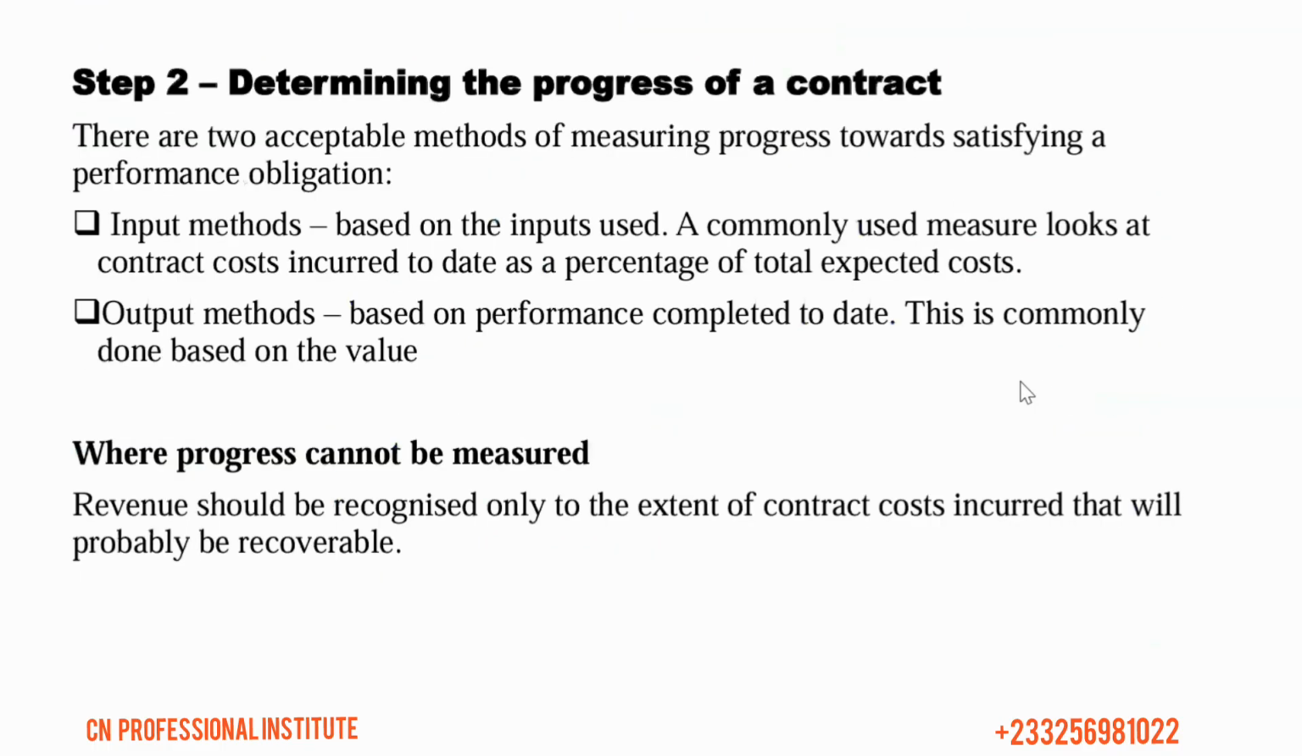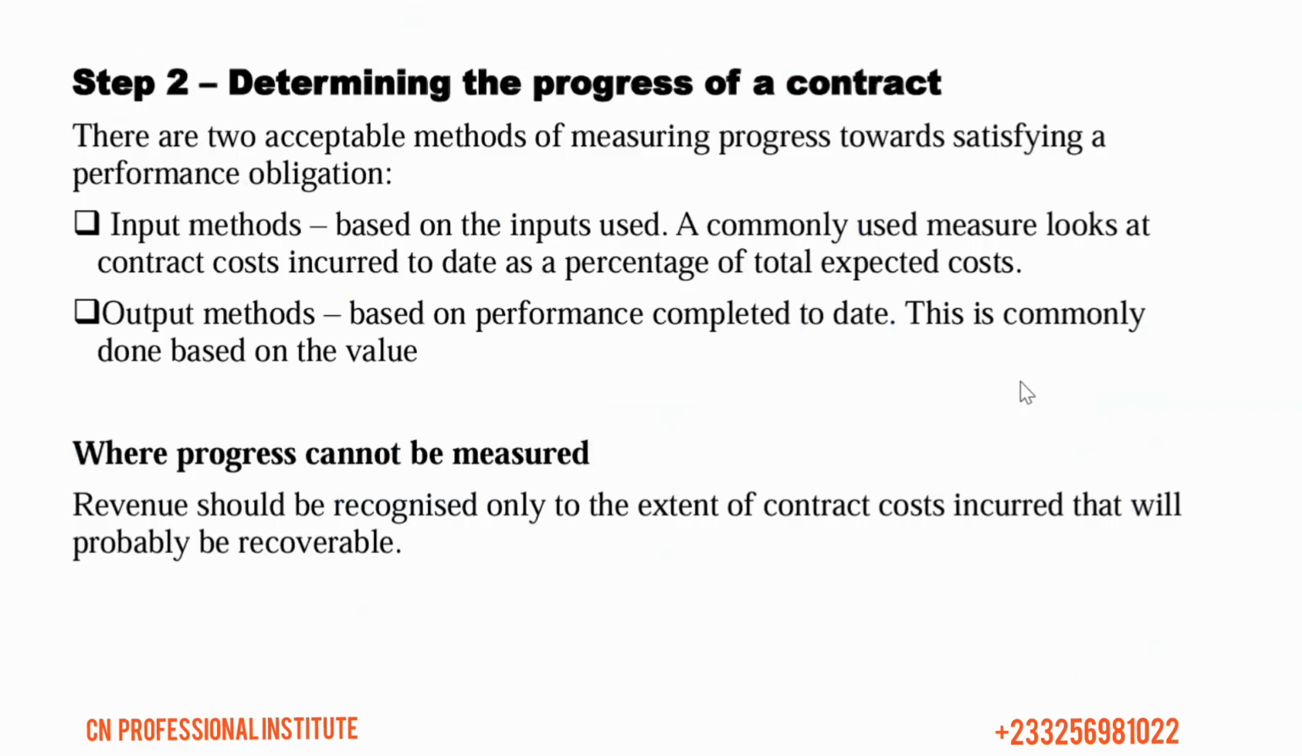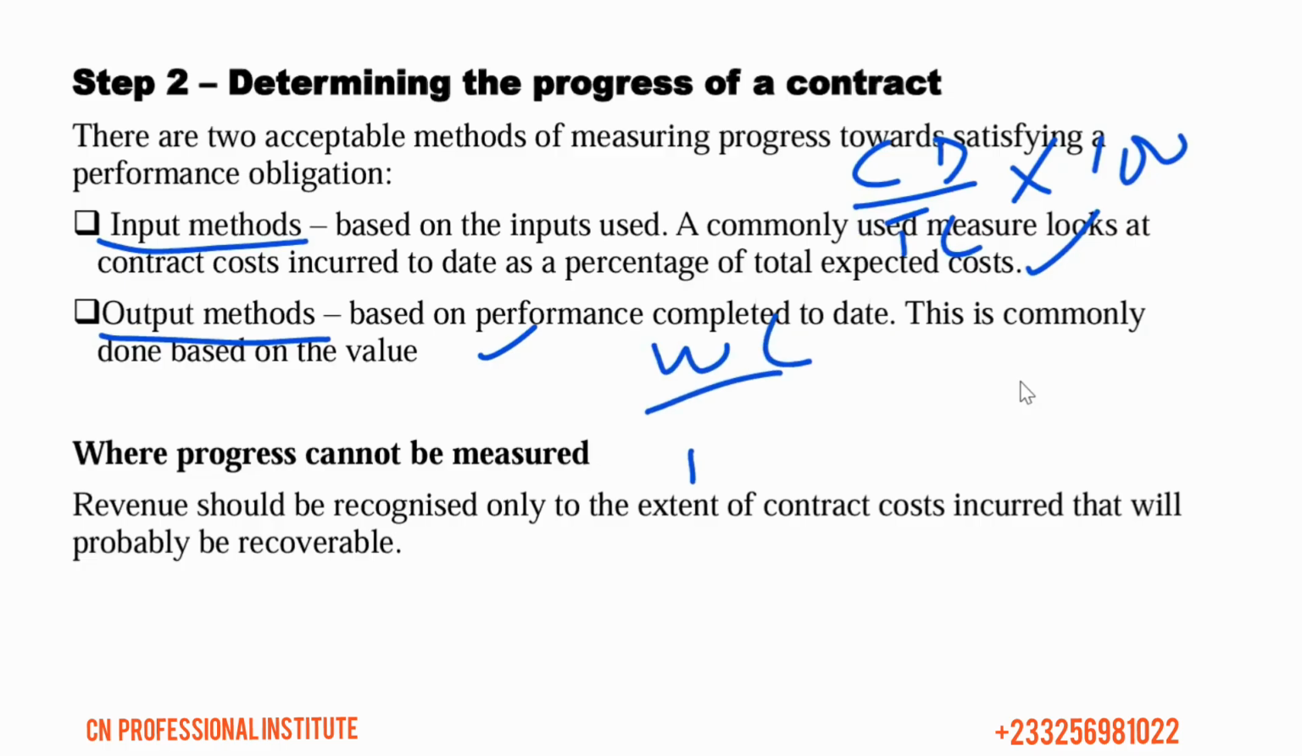Let's look at step 2. So keep these steps in mind. Step 2 is you determine the progress of the contract. We've done it already. We said we have the input method and we have the output method. With the input method, we said it is cost to date over total cost times 100. And then with the output, we said it's work certified over the total contract price by 100.